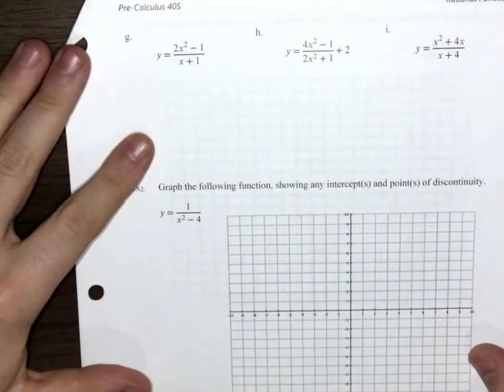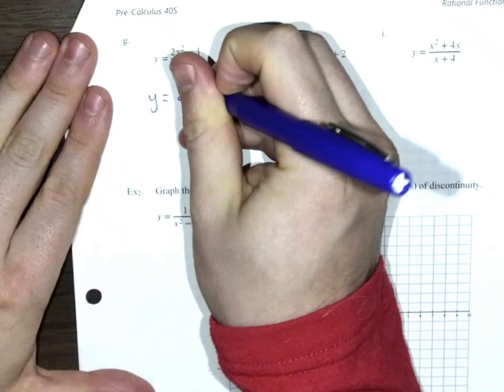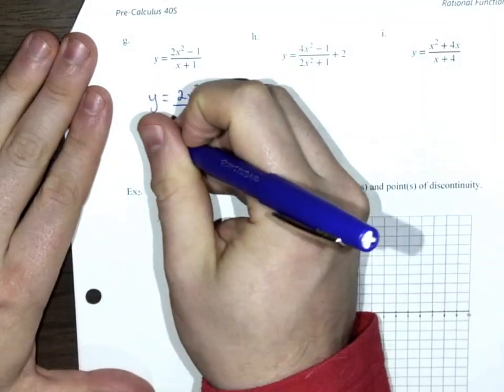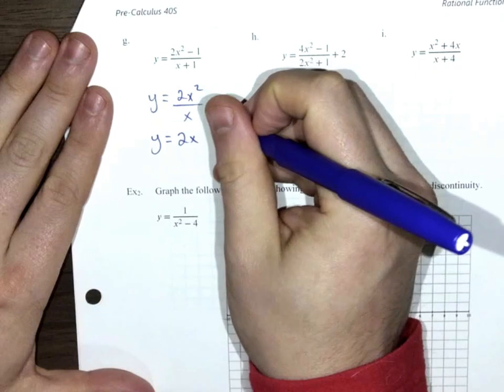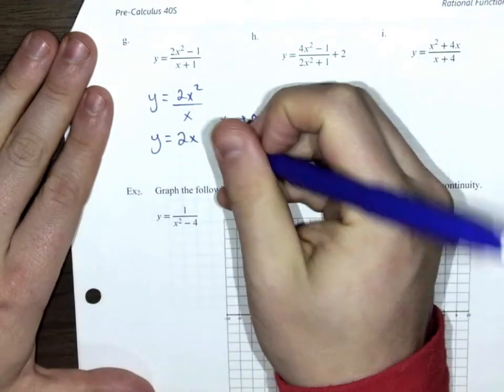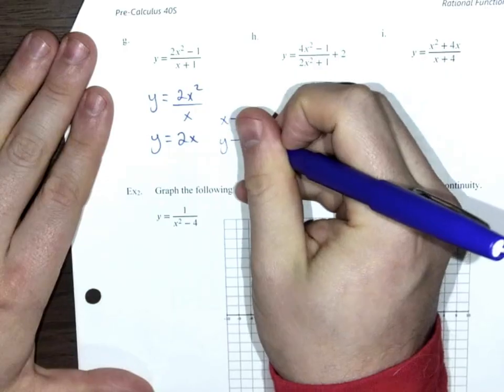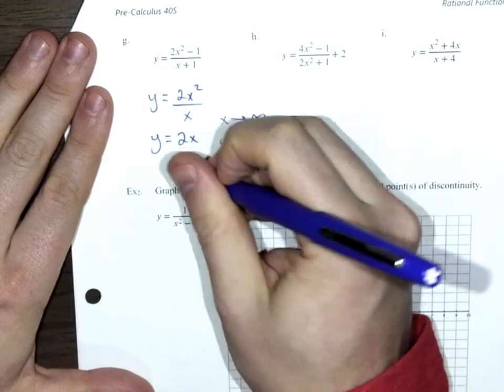Finally, a couple more different examples. Question G, you're going to be left with the highest powers again, which is 2x squared over x. That leaves you with 2x in this case. If x is going towards infinity and we're not dividing this time, we're multiplying, y must be going towards infinity as well, and that means we don't have a horizontal asymptote.